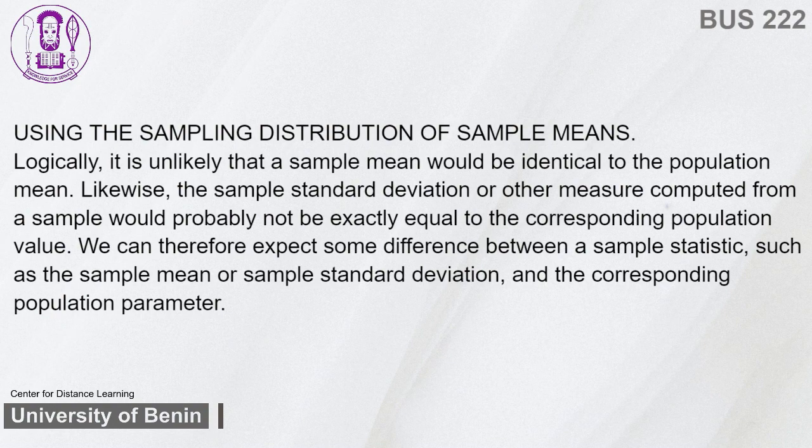Using the sampling distribution of sample means. Logically, it is unlikely that a sample mean would be identical to the population mean. Likewise, the sample standard deviation or other measure computed from a sample would probably not be exactly equal to the corresponding population value. We can therefore expect some difference between a sample statistic, such as the sample mean or sample standard deviation, and the corresponding population parameter.